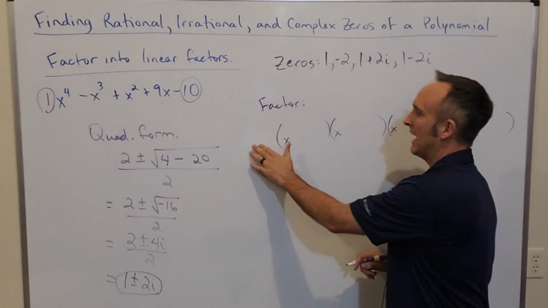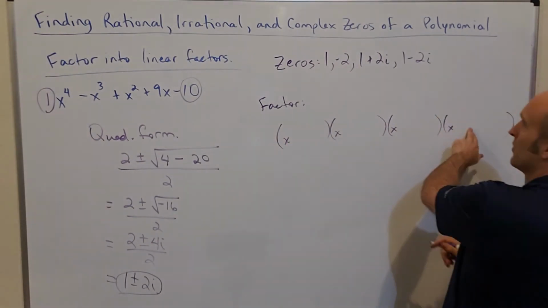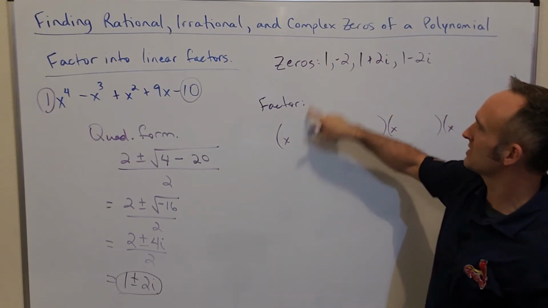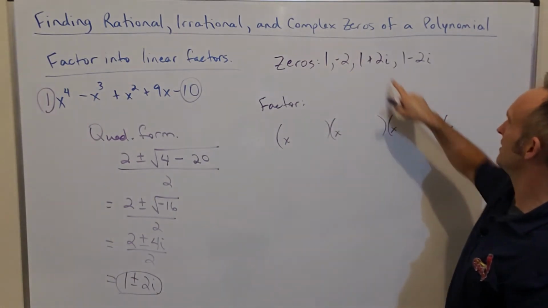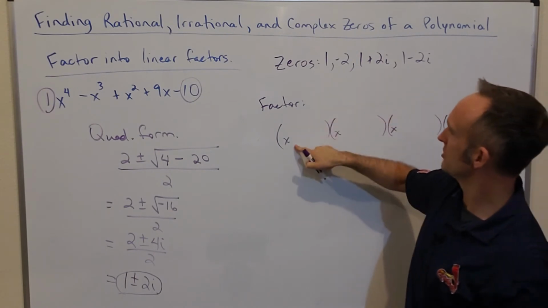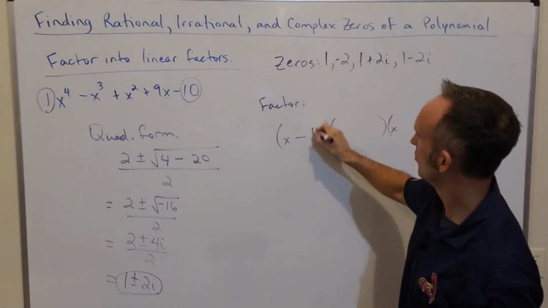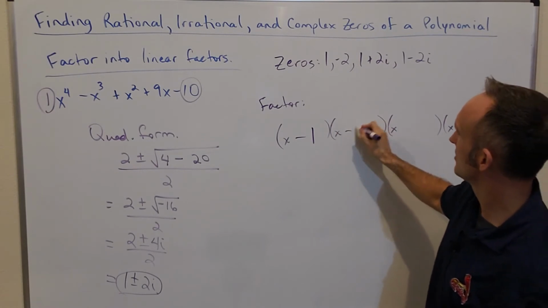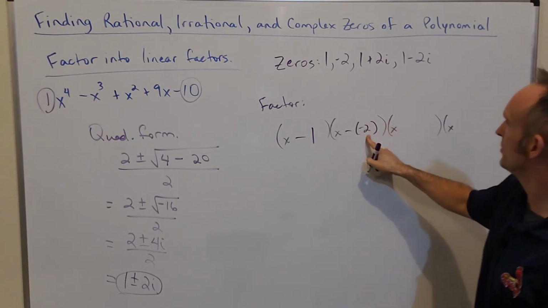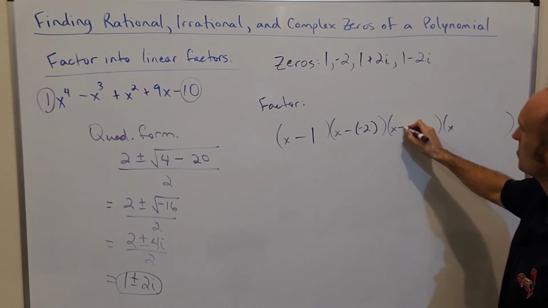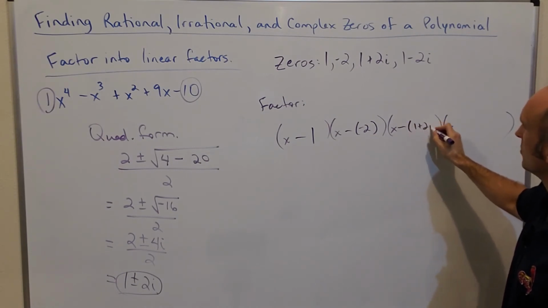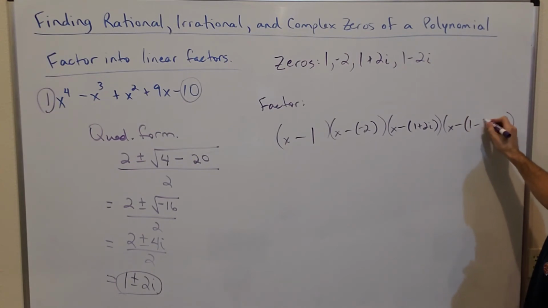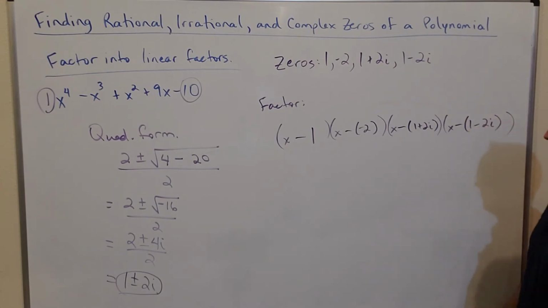Now, how do I know what goes in here? Well, if you know your zeros, you can easily create factors by doing x minus each of these, all right? So this turns into x minus 1. This turns into x minus -2. This turns into x minus 1 plus 2i. And this turns into x minus 1 minus 2i.